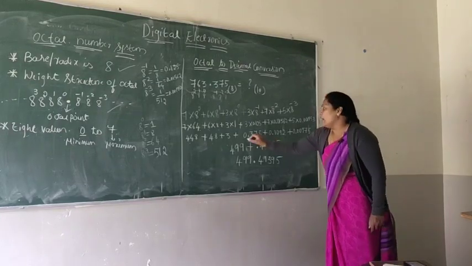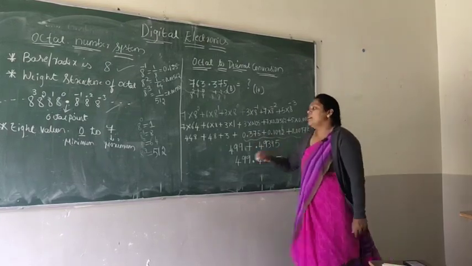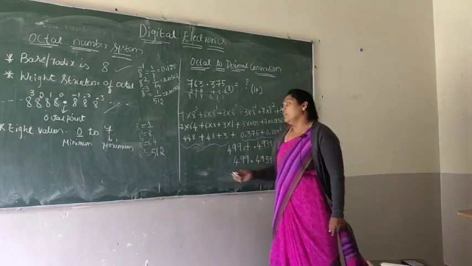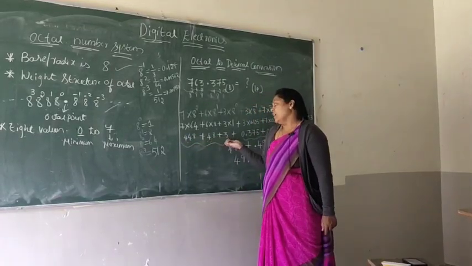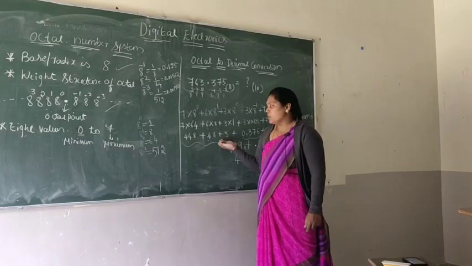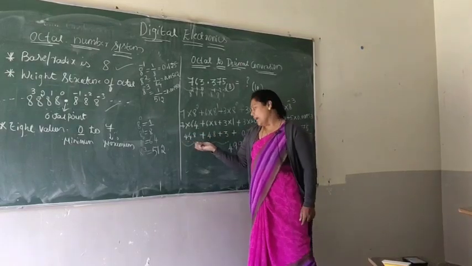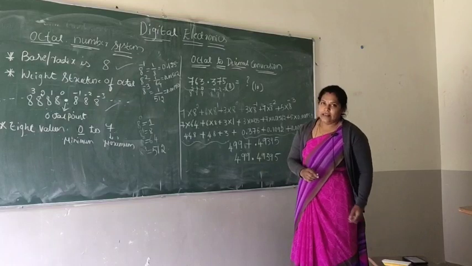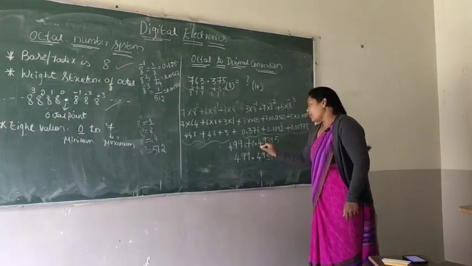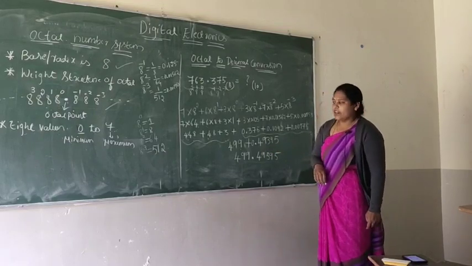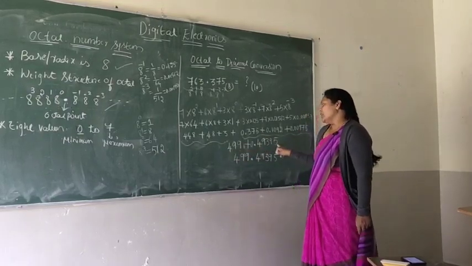Now you add all the integer parts and all the fraction parts. If you add 448 plus 48 plus 3: 48 plus 3 is 51, and 51 plus 448 gives 499. Then you add the fraction part separately, and you will get 0.49395. Now you add the integer part as well as the fraction part.